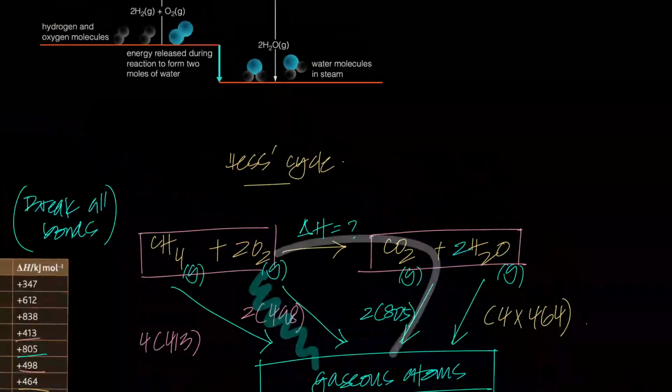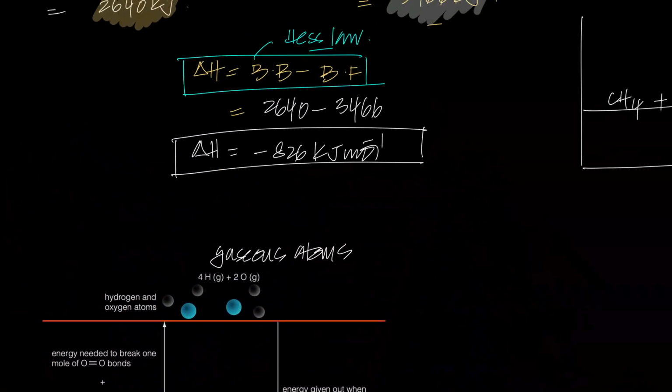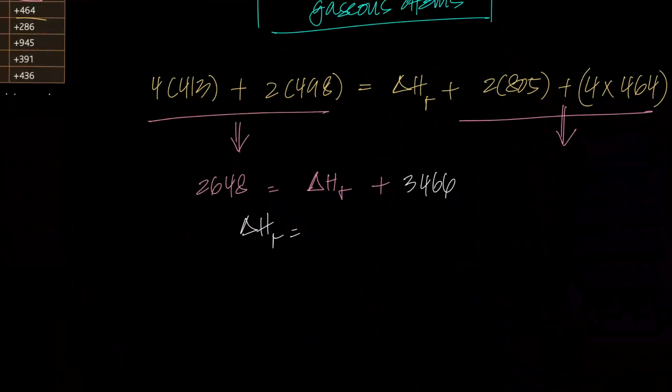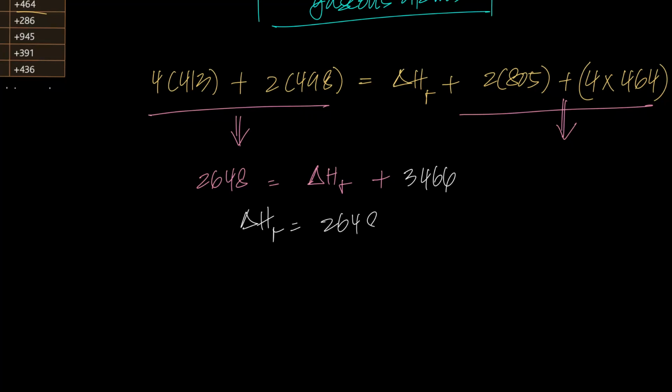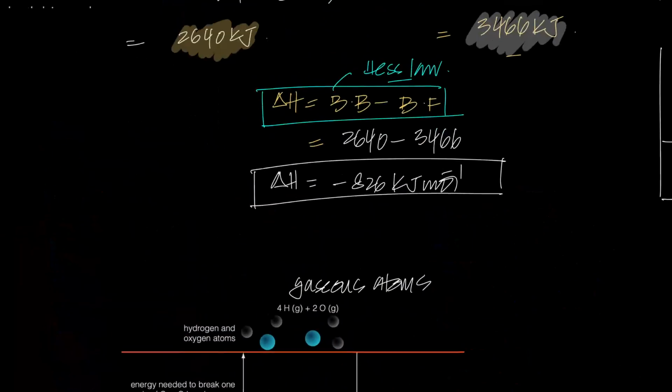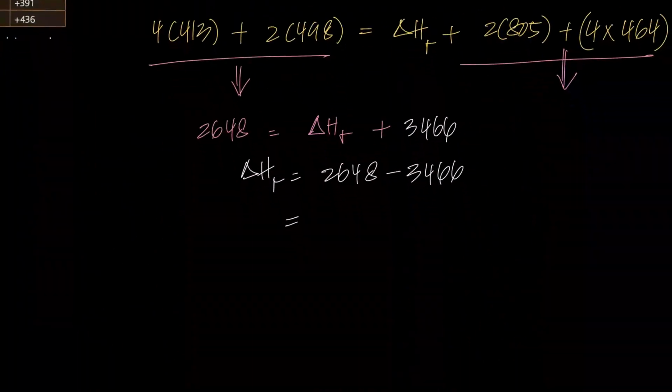It should be the same as minus 2648 minus 3466. See, this is 2648 minus 3466. And what does that give me? That gives me the same answer, which is effectively minus 826.